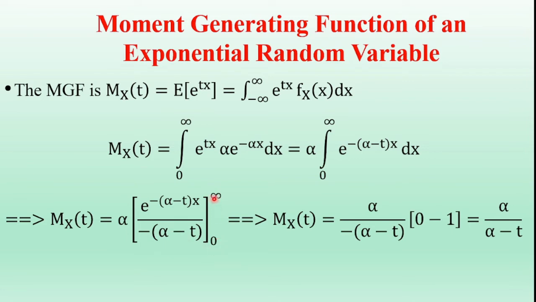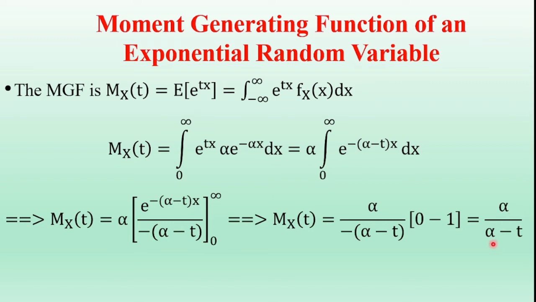So now applying the upper value of x and the lower value of x, we get minus alpha by (alpha minus t). The e^(minus infinity) value is 0, the e^(minus 0) value is 1. So therefore, the moment generating function of an exponential random variable is alpha by (alpha minus t).